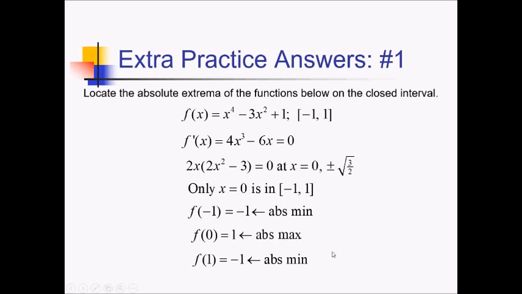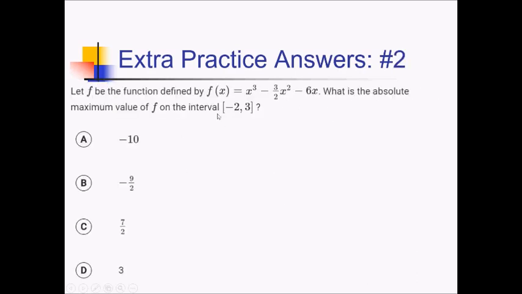And we see here that these -1s are tied for the absolute min, and then this 1 is our absolute max. On this problem, I've got this polynomial that I want to find the absolute max for on the interval from -2 to 3. We're going to use the candidates test on this one, so we're going to have to test out the endpoints, -2 and 3. There might also be some critical values in between that we have to test as well.